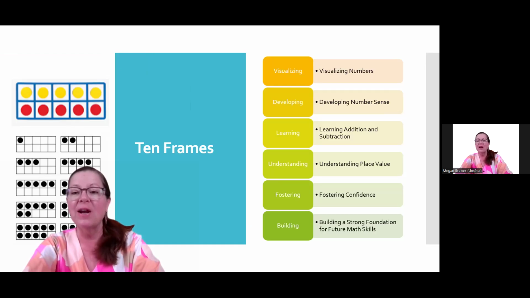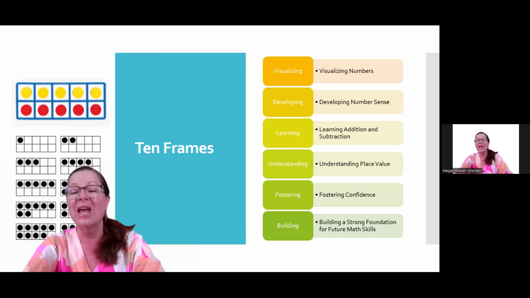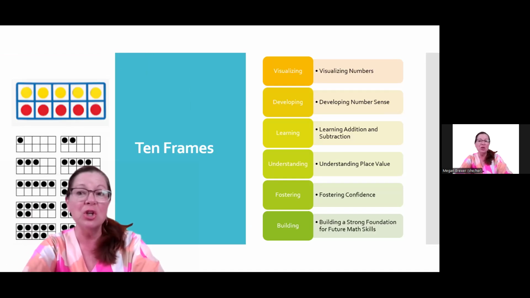Visualizing numbers. 10 frames provide a visual representation of numbers, making it easier for children to grasp the concept of number value. They see how a number is composed of 5, that top row, and some more, or how it relates to the whole 10. Maybe I quickly can see that one of those 10 frames has 8 on it because 2 are missing. And I know that 8 and 2 make up 10.